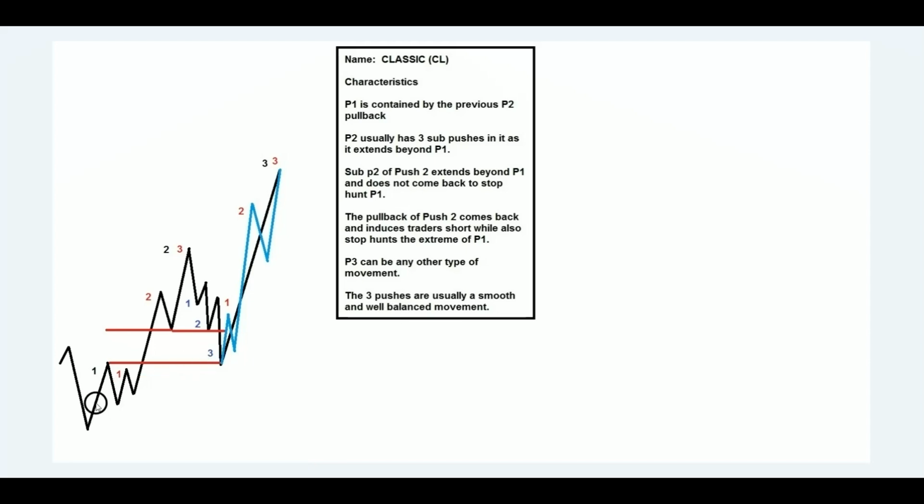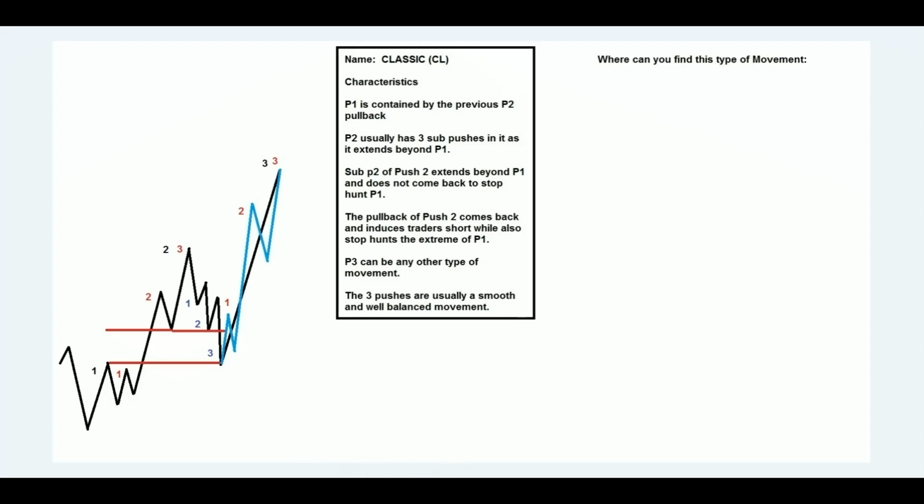But the main thing to recognize in here is you've got a push 1 up, and push 2 goes up, but it comes back and stop hunts the breakout traders. Push 1 comes back very close. You can come back up to here, and here someplace. It doesn't come back all the way here, or it can come down into the middle. If it comes down below this, it is no longer a classic.